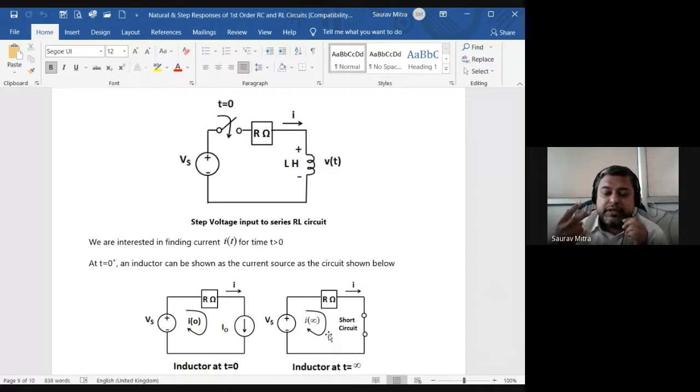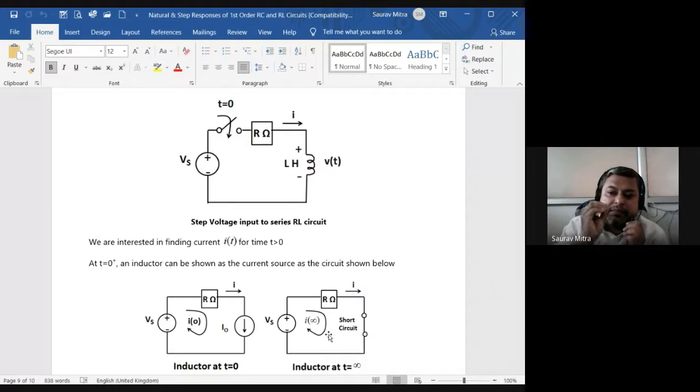So there can be two Vs. If I am giving Vs as impulse input, now I think you know what is impulse input. You have done signals and systems. So it is like the upward arrow at t equal to 0. So that is the impulse input.